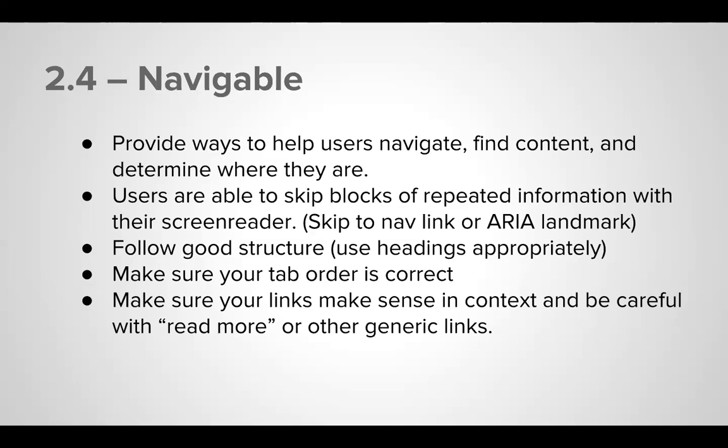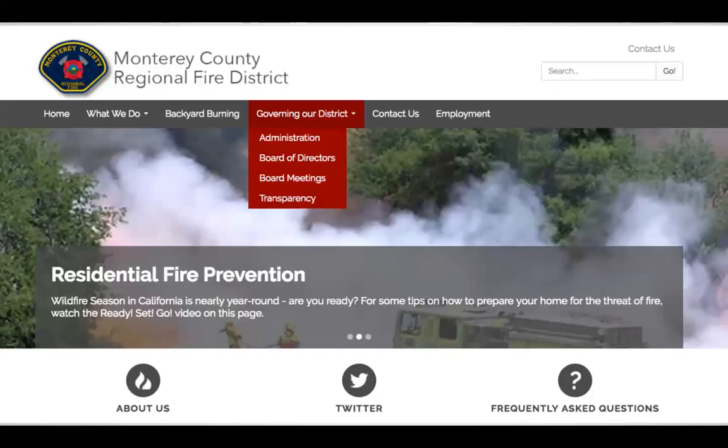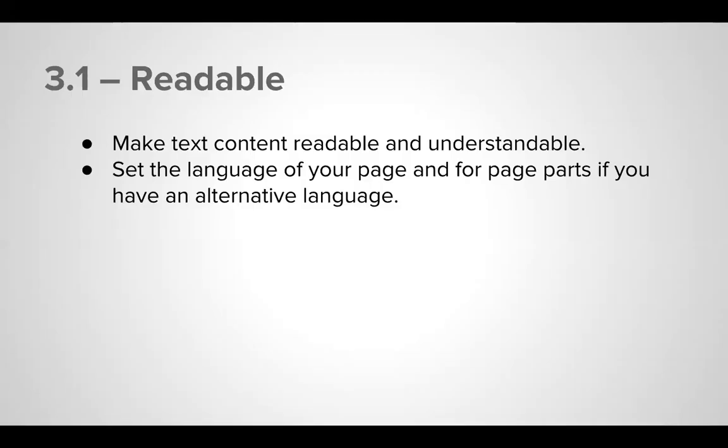You also want to make sure that your links make sense, and you need to be careful with read more or other generic links so that the user would understand what the link goes to. We can show some different examples, but for example, with the navigation, the way ours tabs through is at the top level, and then users can go down deeper and use arrows to step deeper into the navigation or just glide across the top.